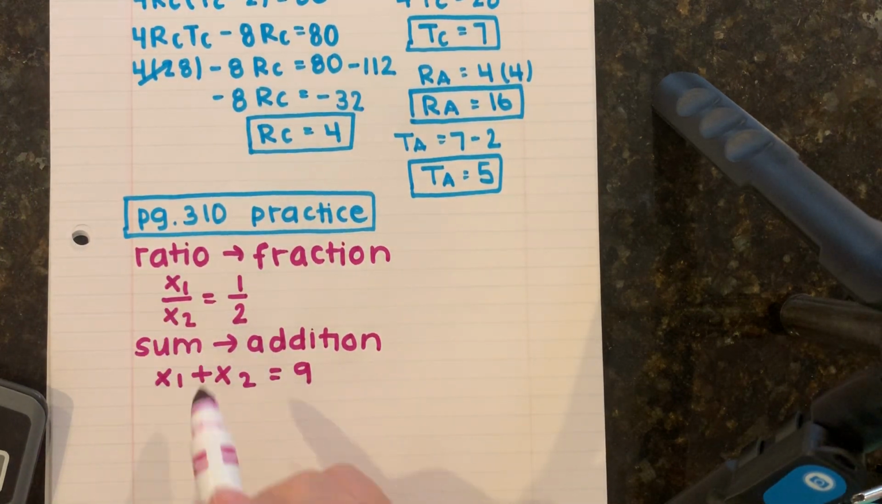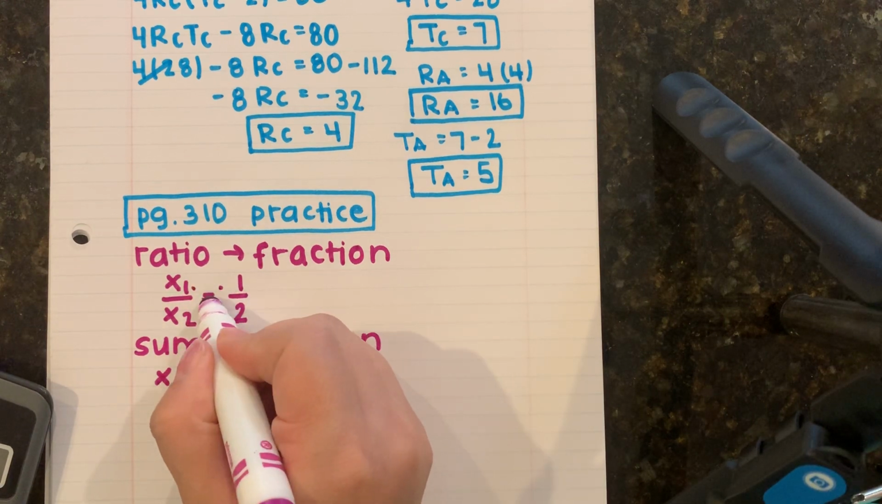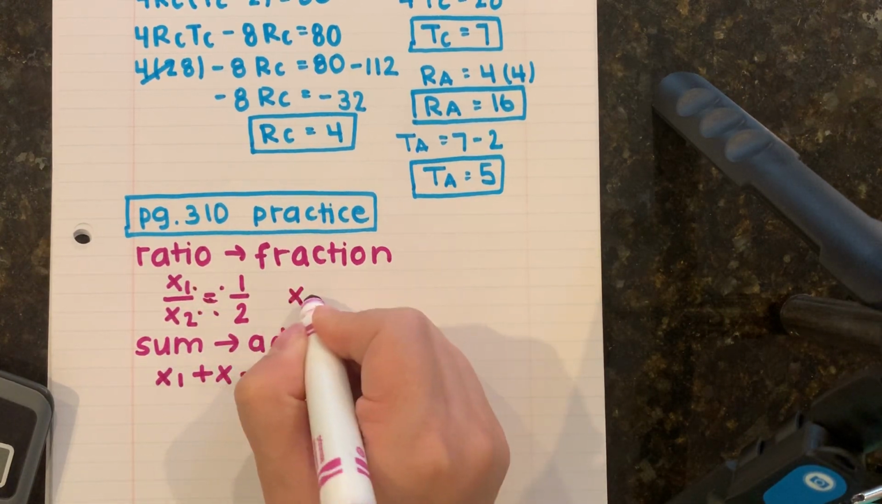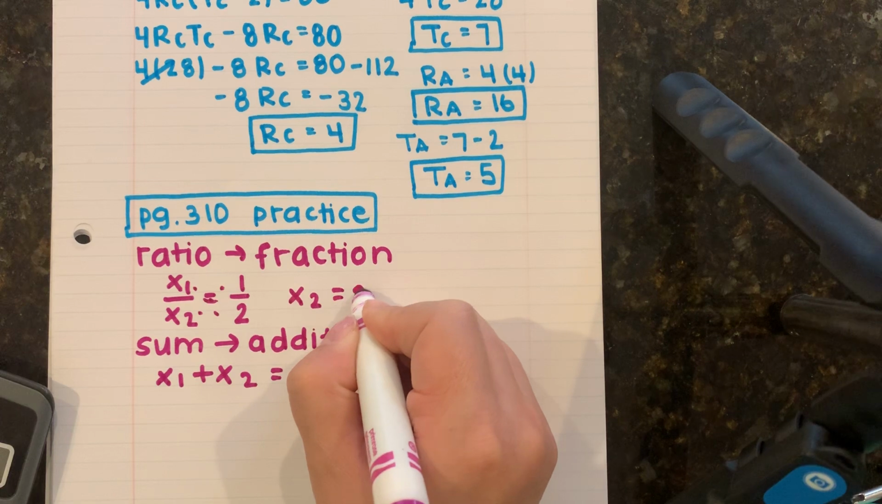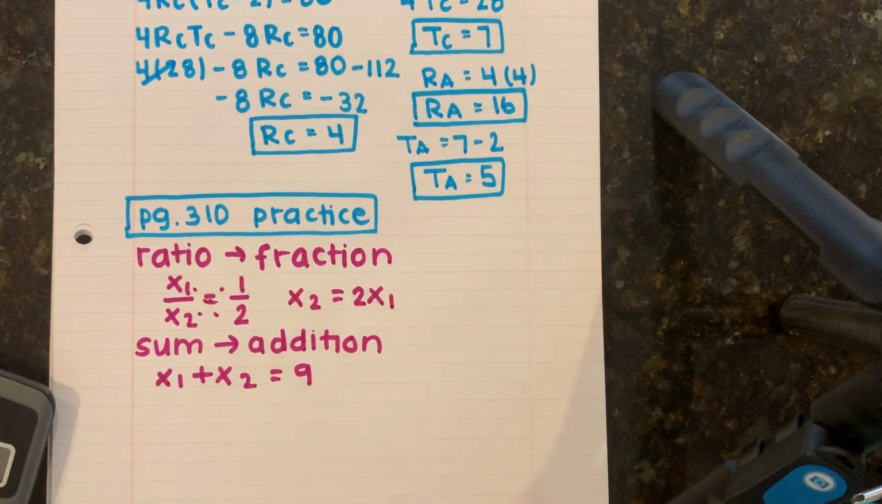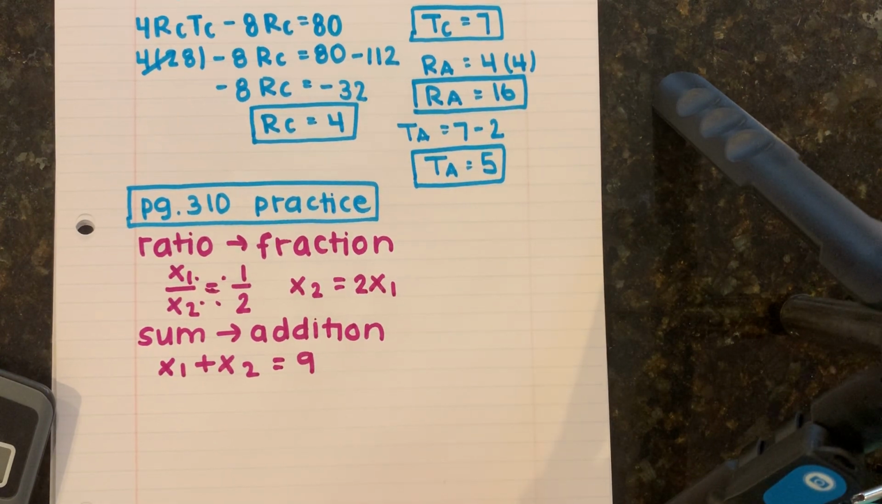So for this top one, for ratio, you could cross multiply that and get x2 is equal to 2 times x1. And that's what you're going to plug into your equation here for your sum equation. So those are just two things to remember. Ratio is just another word for fraction, and sum is just a word for addition. There's no practice problem for that one. We're just going to move on from there.